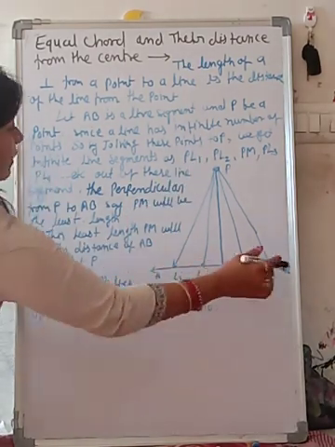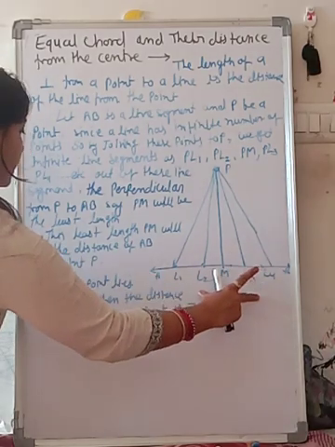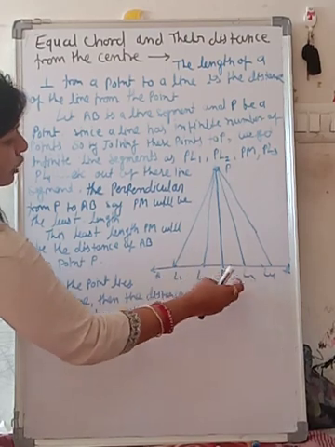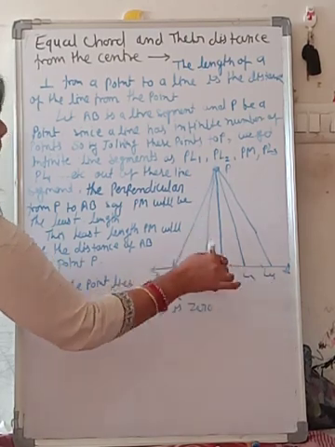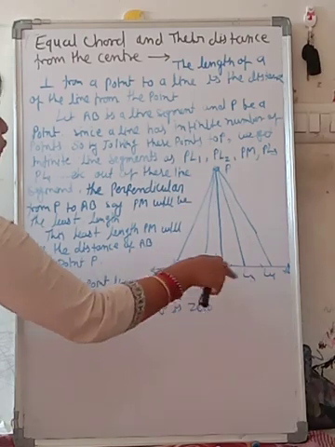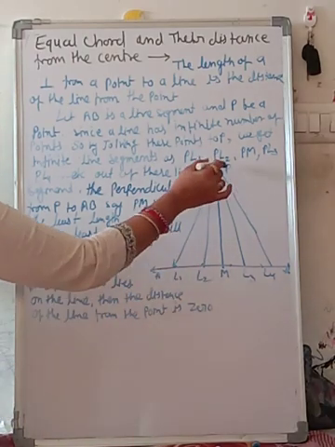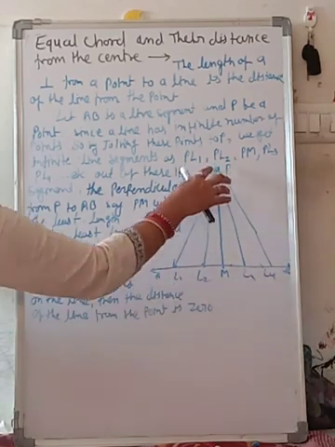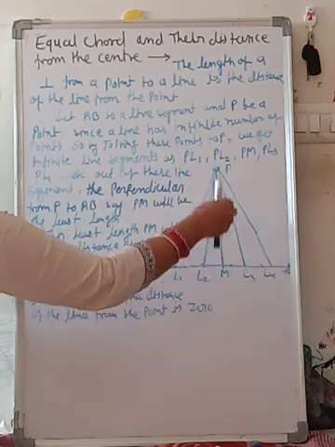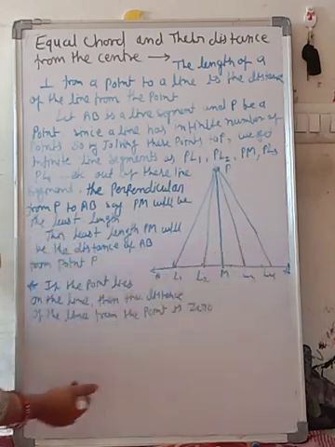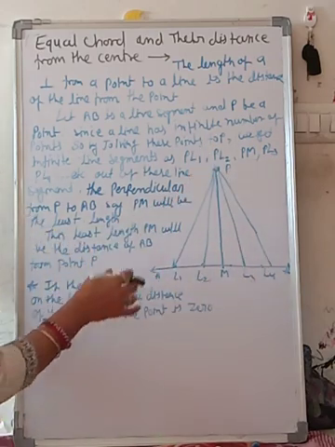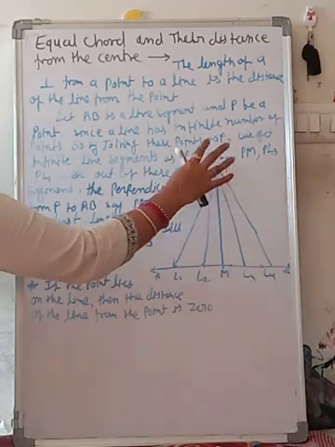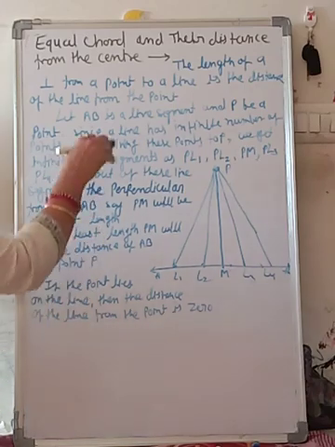Suppose AB is a line divided into four parts: L1, L2, L3, L4, and M is the perpendicular bisector of line AB. Here P is a point, and the lines joining it to these points, PL1, PL2, PM, PL3 and PL4, are called line segments. So let's start.